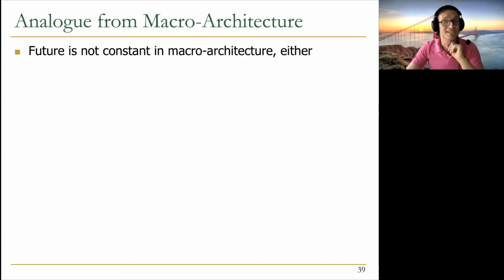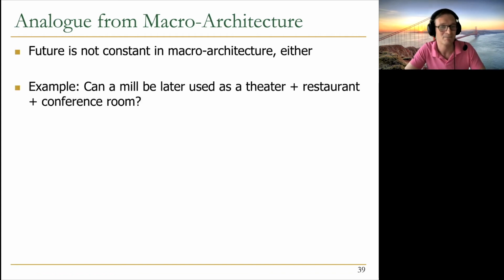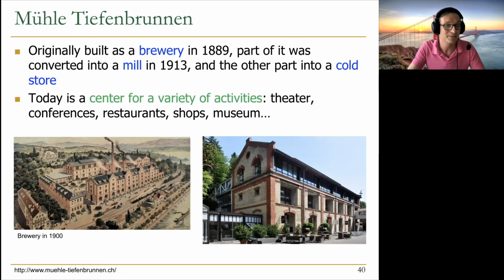So the future is not constant in macro architecture either. We talked about big architectures, right? For example, a mill can later be used as a theater, restaurant, and conference room. Churches can be used as restaurants, for example. There are a couple of examples of that in Zürich, for example. And this is one example of an original brewery that was built in the late 1800s, and then it was converted to a mill partially. Now it's neither a brewery nor a mill. It's essentially an activity center, let's say. This is in Tiefenbrunnen. If you have been there, you probably know.